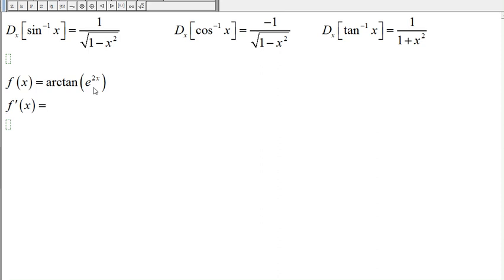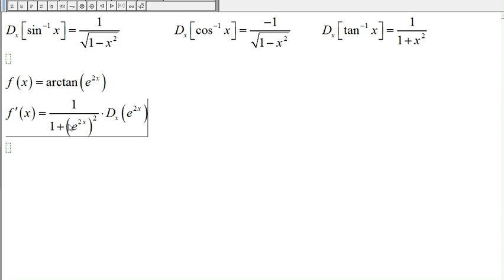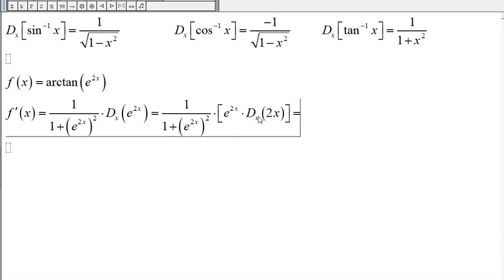Now if we just have arctangent of x, then this is the derivative right here. But since we have arctangent of e to the 2x, then in the place of x right here, we would put e to the 2x. And then the chain rule says we have to multiply by the derivative of e to the 2x. And now we need to do the derivative of e to the 2x, and we have to use the chain rule again. The derivative of e to the x is e to the x. So the derivative of e to the 2x will be e to the 2x, and then times the derivative of the 2x. And the derivative of 2x is just 2.